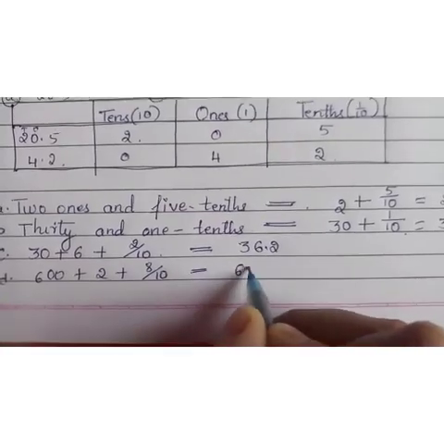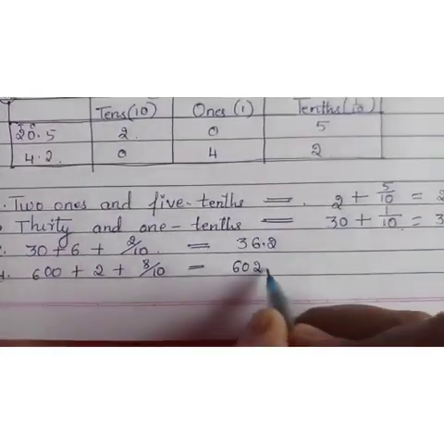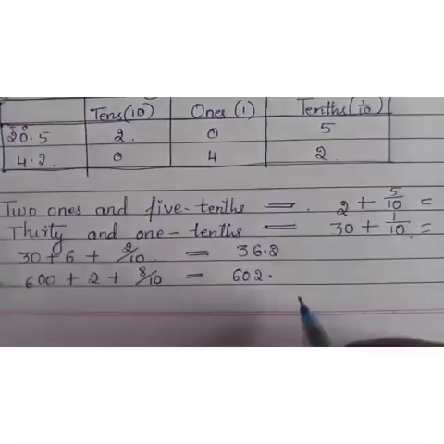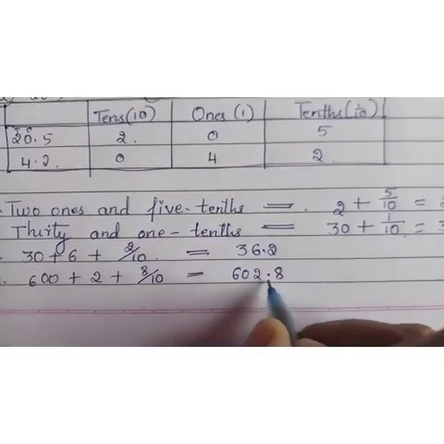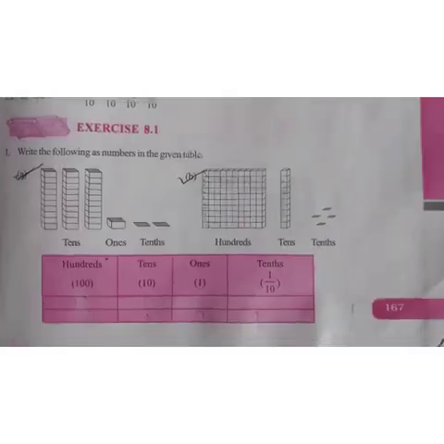Similarly here, 600 plus 2 plus 8 upon 10. 600 plus 2 you get 602. And here when we get a fraction, you have to identify that there is a decimal point. And 8 upon 10 is written as 0.8. So this is how we are going to solve.